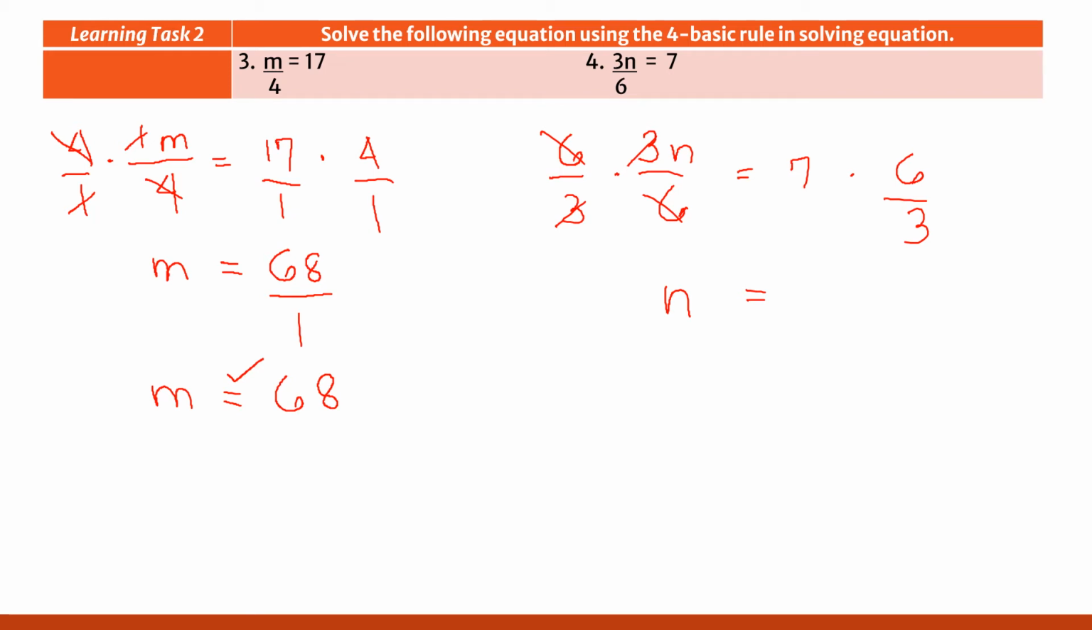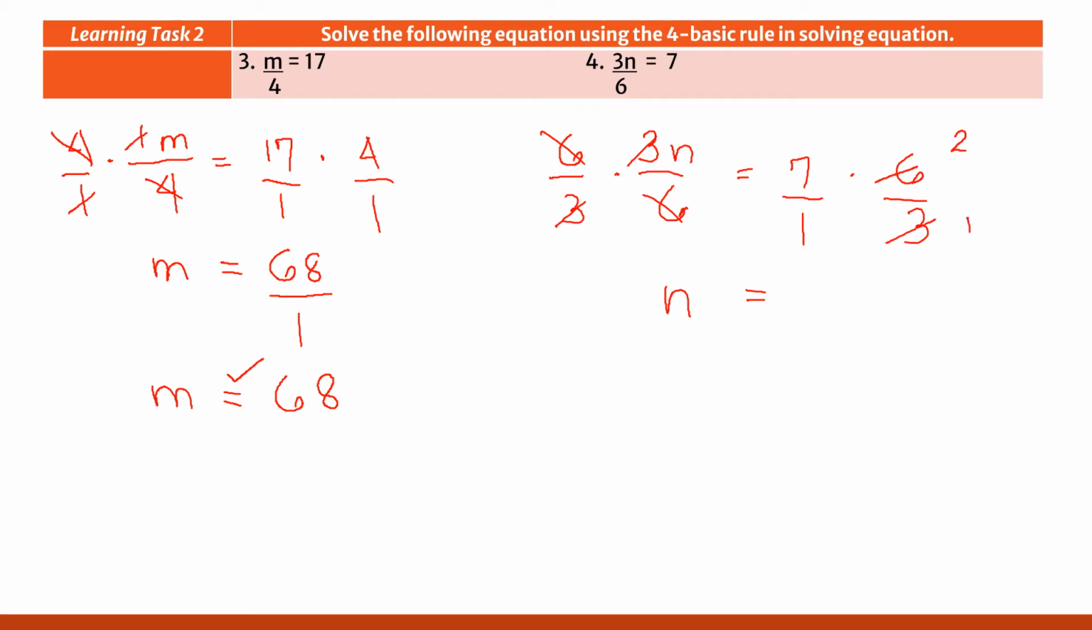Ibig sabihin, meron tayong denominator na 1. Tama? Now, i-check na natin kung merong makakancel, 1 numerator and 1 denominator. 7 and 3, hindi pwede. 1 and 6, hindi pwede. But 6 and 3, pwedeng i-cancel by 3. Kaya naman, 6 magiging 2, kasi 6 divided by 3 ay 2. At itong 3 magiging 1, kasi 3 divided by 3 is 1.